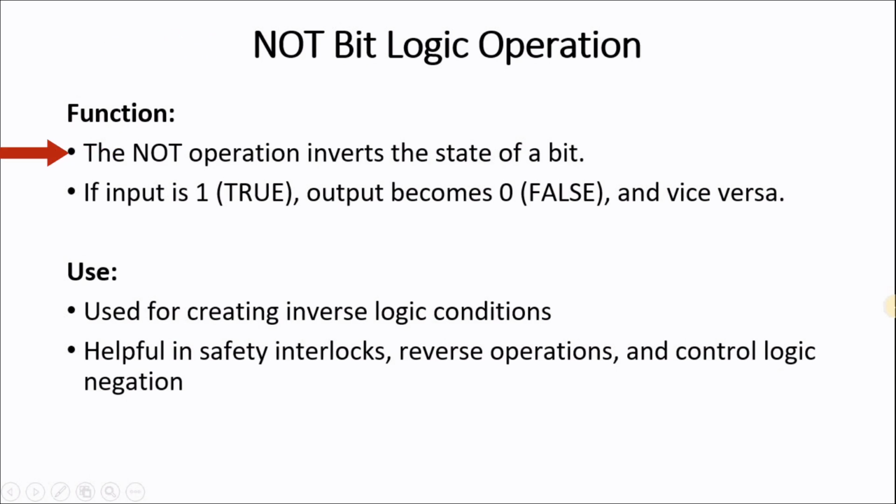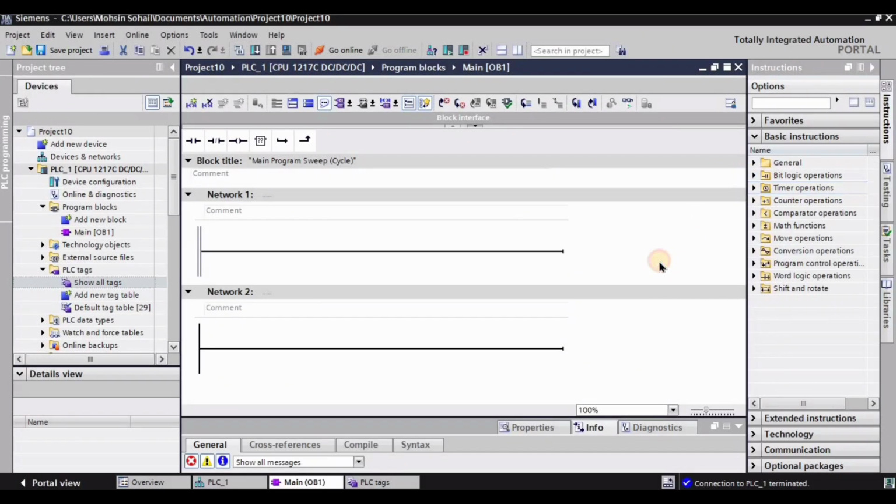It is a very simple operation which is basically used to invert the state of a bit. For example, if the input is 1, the output will be 0, and if input is 0, the output will be 1. It is used in creating inverse logic conditions, and NOT bit logic operation is used in safety interlocks, reverse operations, and control logic negation. So let's get into the TIA Portal software to see this bit logic operation.